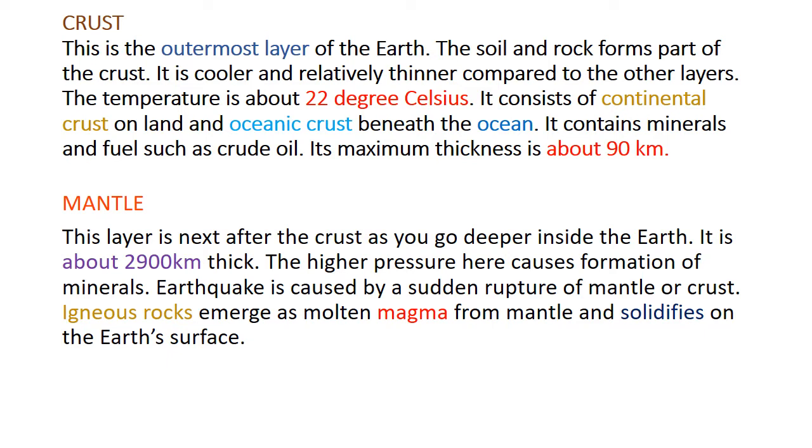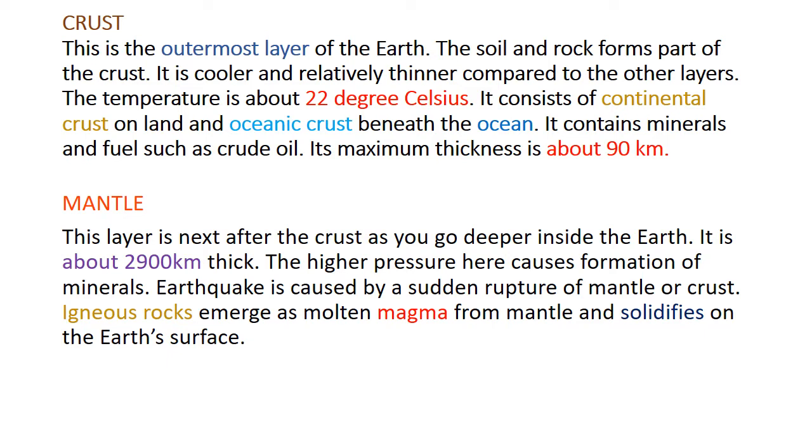This is where the soil and then the rock are found, and it is usually cooler as compared to the other layers, meaning that the other layers are hotter, very very hot. Also the crust is thinner as compared to the other layers. It has a maximum thickness of about 90 kilometers. You could guess what the rest of the layers would be, far beyond that.